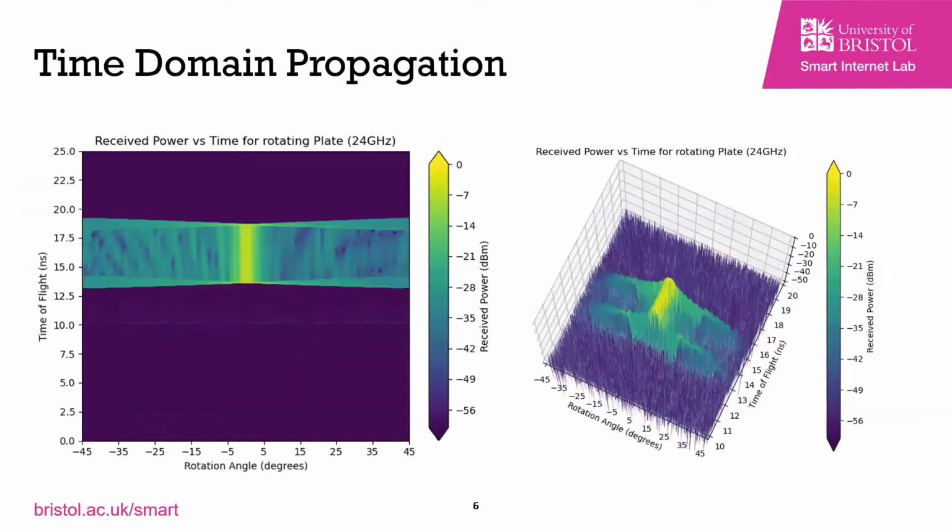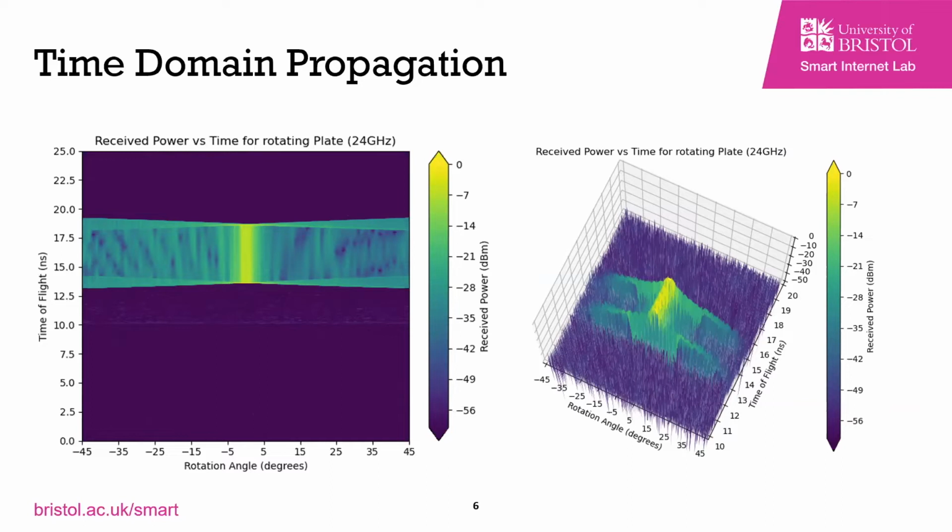Now, frequency domain is all very well, but what you really want for 5G and 6G is the ability to do a time domain model so that you can have a really wide band system. And so, of course, one of the things that was developed here is a time domain version of this same model.